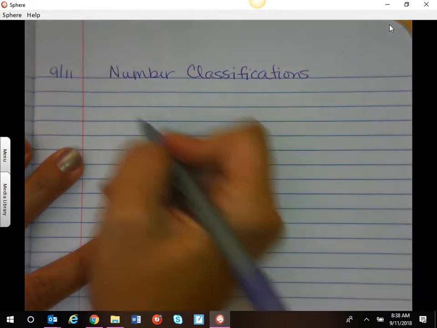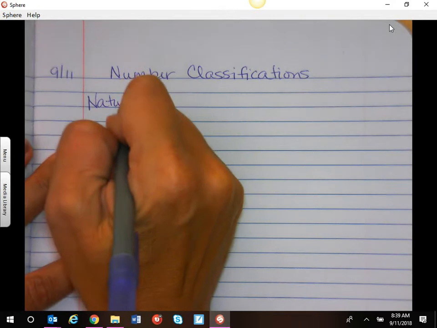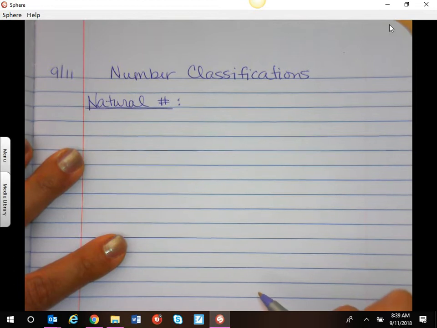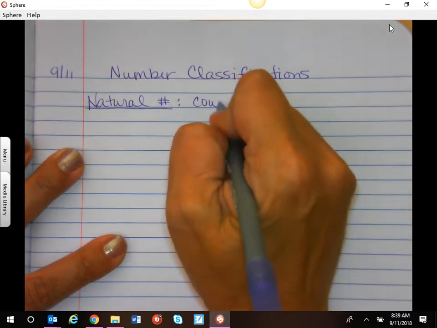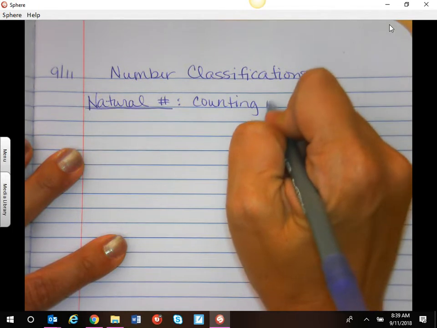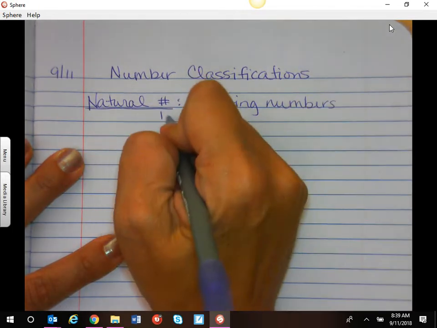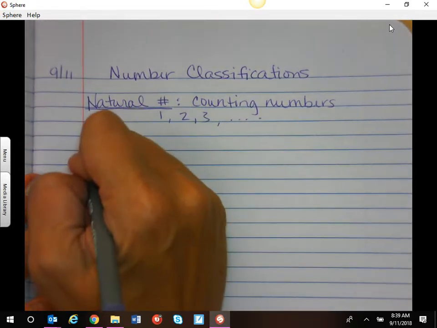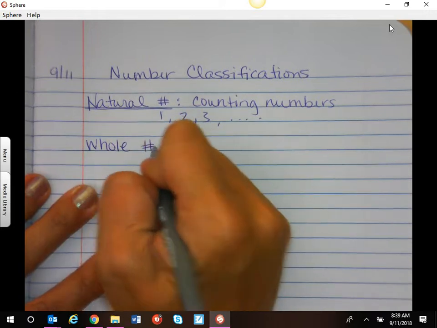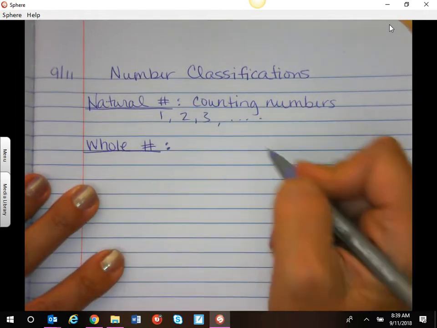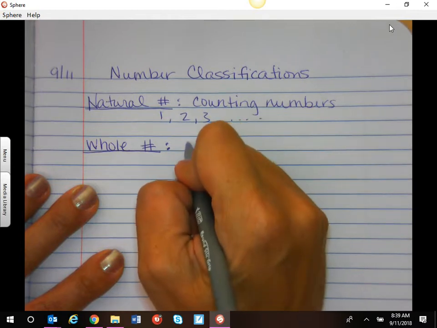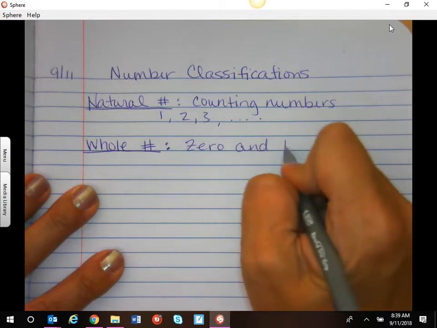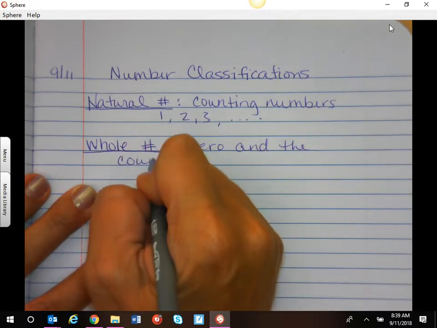So the first type of number I'm going to talk to you about is a natural number. A natural number is like when you were little, right? You were learning, these are our basic counting numbers. So 1, 2, 3, and so on. Those are our natural numbers. Then we have what we call whole numbers. Whole numbers are counting numbers and zero. So 0 and the counting numbers.